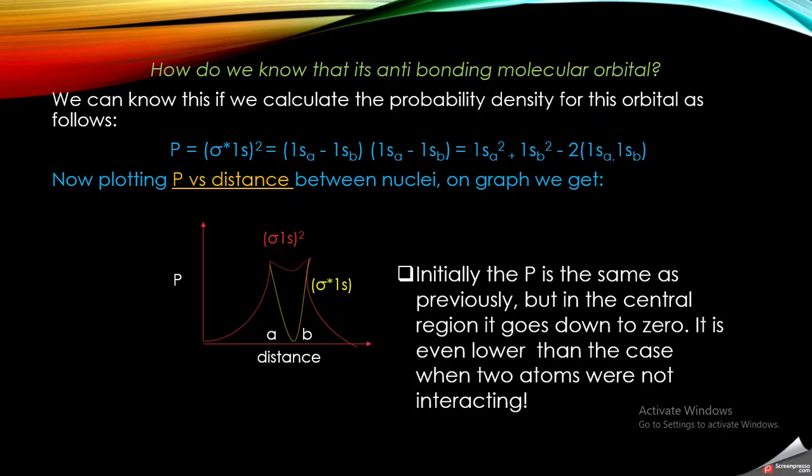So it is even lower than the case when the two atoms were not interacting. As you have already seen, we also compared the case when the two atomic orbitals do not overlap, and we just add the squares of them and plotted it. It did have some intensity, which was theoretical, but this anti-bonding molecular orbital is giving zero probability density between the nuclei.